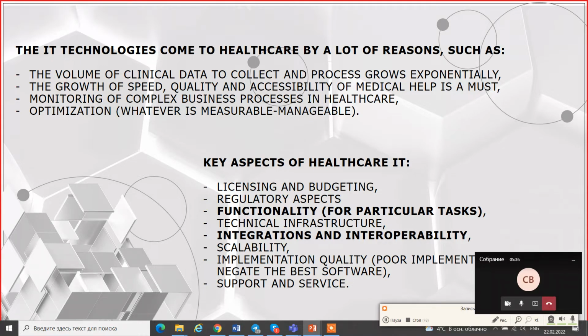So the key aspects we are to consider is licensing and budgeting, because IT and modern IT is quite expensive, so you have to understand as further chiefs of medical divisions that in the modern reality, you are always a little bit of IT director. It's a normal thing, there's nothing to be afraid of, but it is what it is. It is also the expertise you have to consider and have to implement in your skill set. There is, of course, functionality and technical infrastructure.